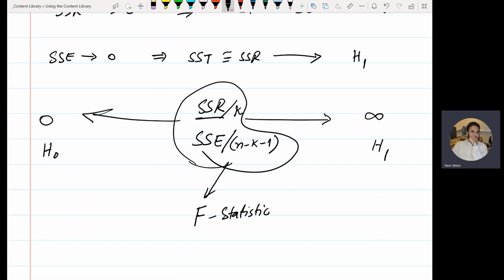For example, if I have a model with 4 predictors, SSR will be the total variation explained by those 4 predictors. When you divide it by 4, what do you get? The average variation explained per predictor. So you will bring it to the scale of 1. Same is true for SSE. SSE is the total unexplained variation. If you divide it by the number n minus k minus 1, it becomes the unexplained variation per degree of freedom. So they come to the same scale and are comparable. Once they are comparable, the ratio of the two is meaningful.